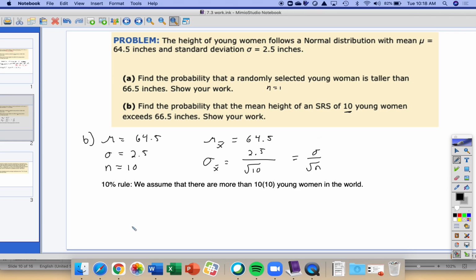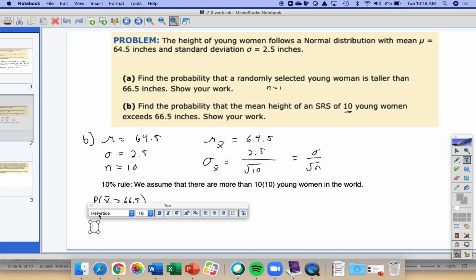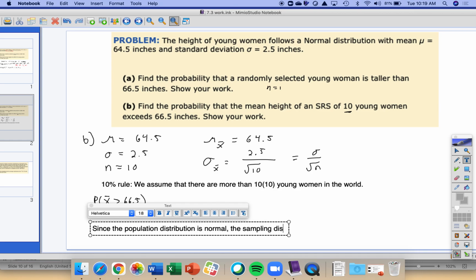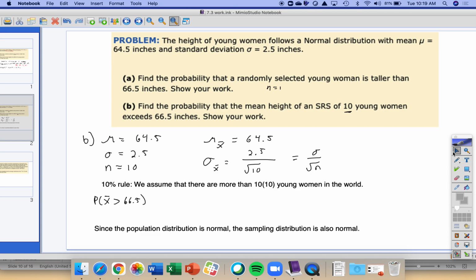Okay, our task is to find the probability that x bar is bigger than 66.5. In order to do this, I would like to know if my sampling distribution is approximately normal. Well, since the population distribution is normal, the sampling distribution is also normal. And there it is, checking my normal condition. These are conditions that you're going to have to check all the time.